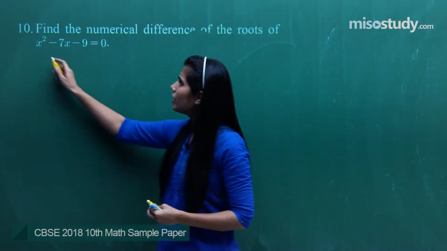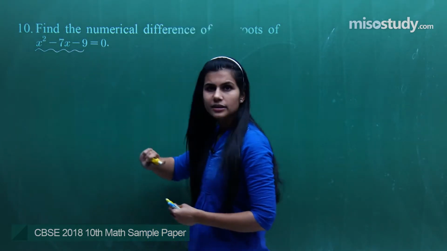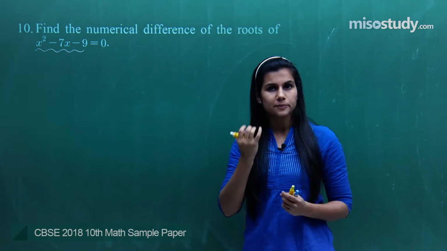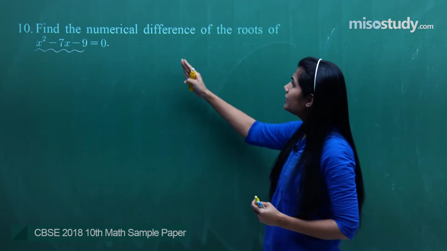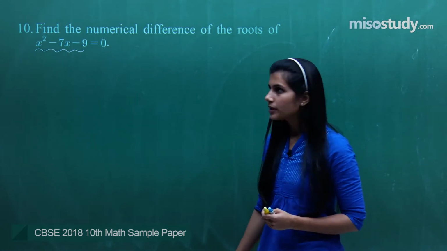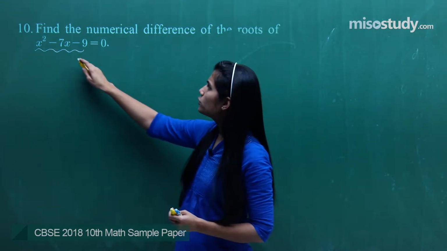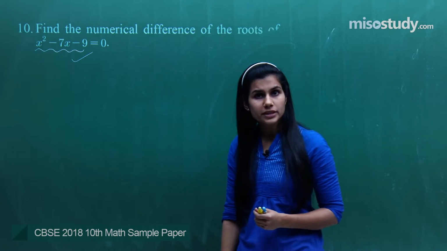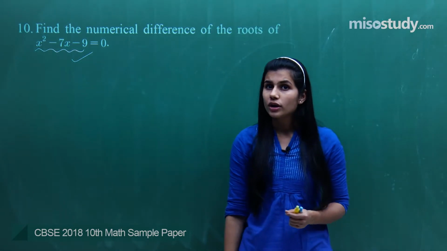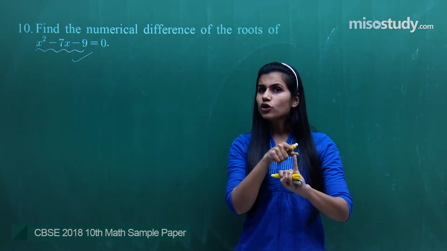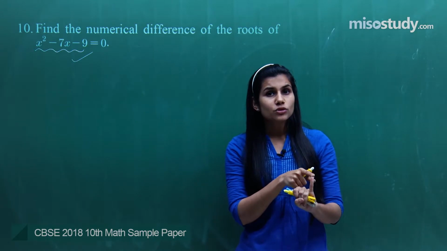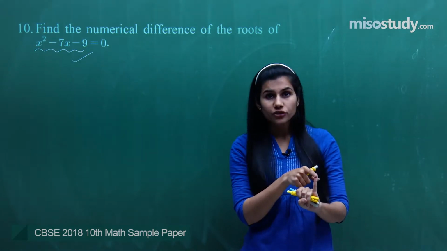Now this is a quadratic equation, fine, ax square plus bx plus c with a certain a, certain b and a certain c. It is saying find the numerical difference of the roots of this equation. That means you are supposed to first find the roots of this equation. Now those roots can come out to be what all? Either if the discriminant of this quadratic equation is strictly greater than 0, both of them are going to come out to be unequal and real.